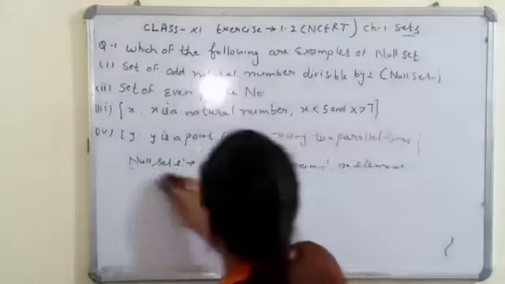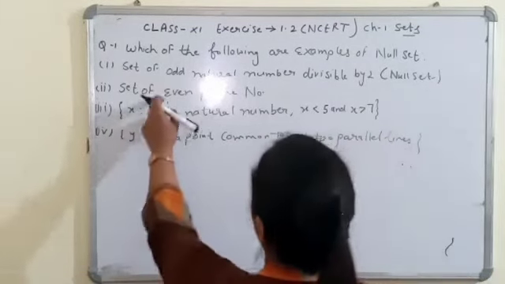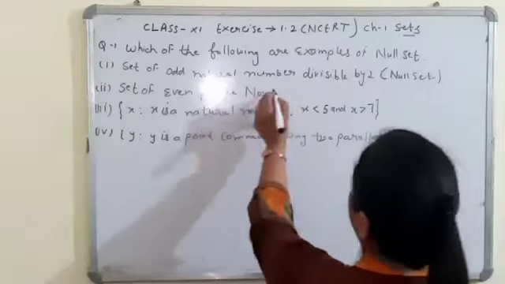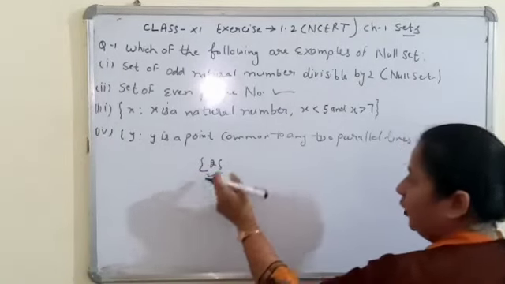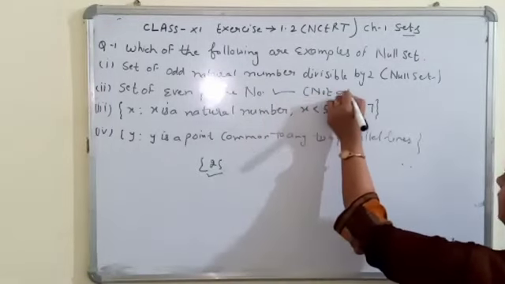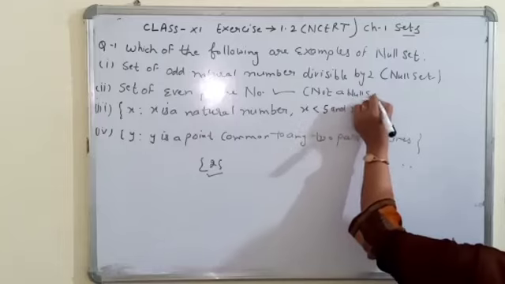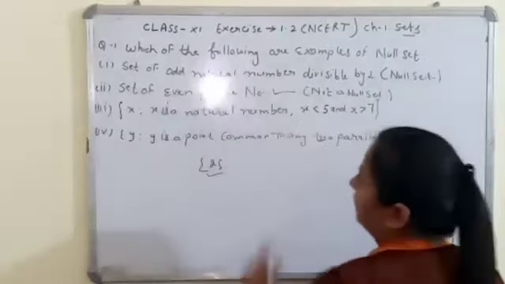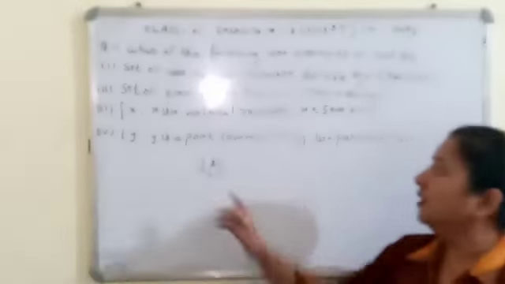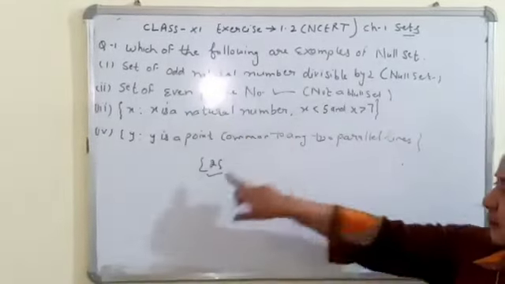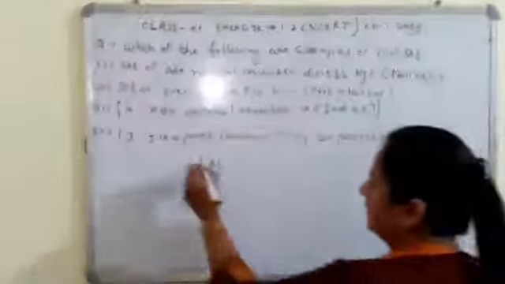Second part is, let's see, second is set of even prime number. Yes, we have one element that is even and also prime. So this is not a null set. There is one element, even prime number. I have already told you there is only one even prime number. So this is not a null set because there is one element in this set. We can say this is a singleton set.